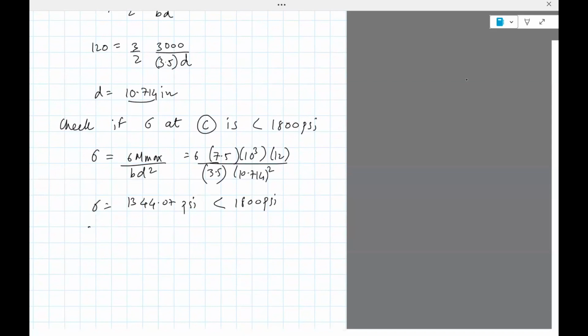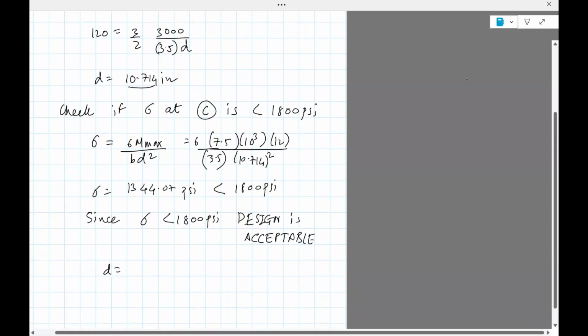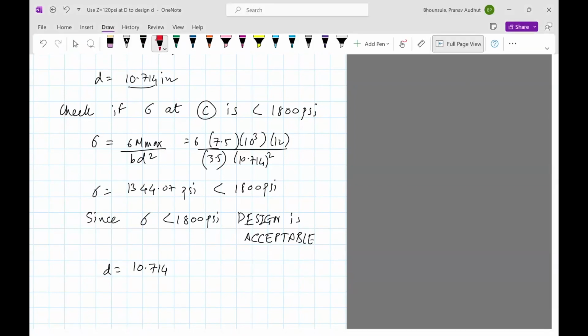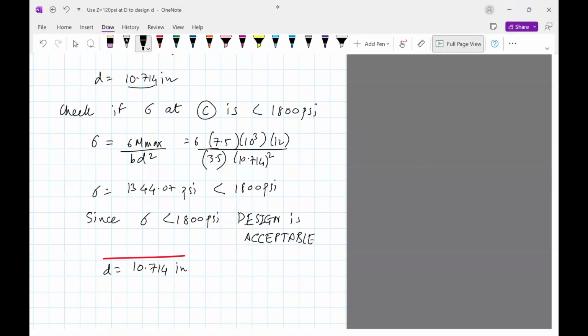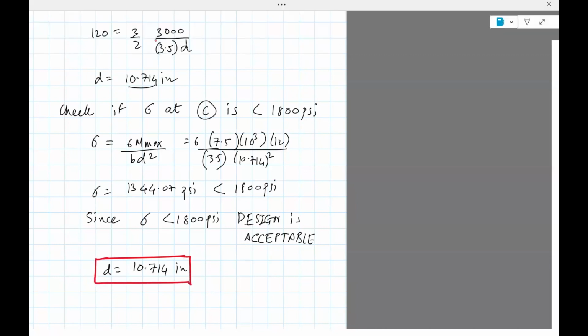So since sigma is less than 1800 psi, this design is acceptable. The answer to the problem is D equals 10.714, in inches. The final design. Okay, so it's kind of iterative here, but this is just two points.